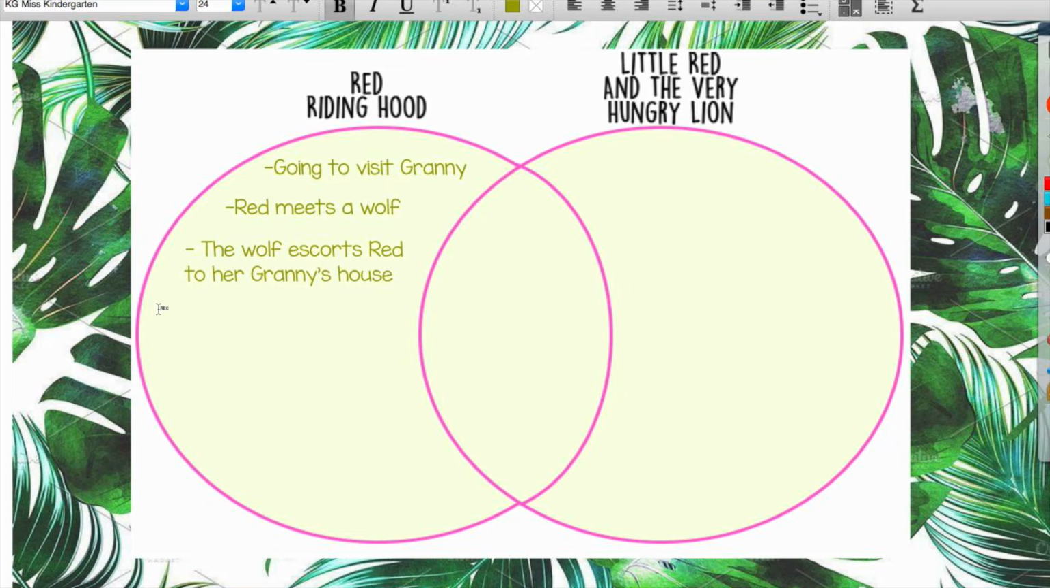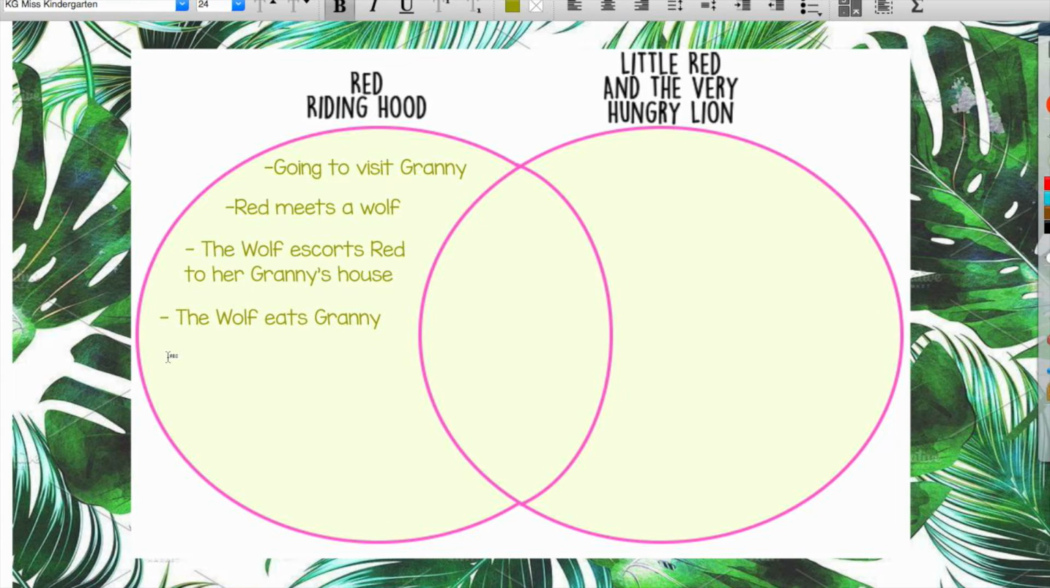From there, the wolf sneaks off and goes to the granny's house. Another difference in our first story than our second story is that the wolf actually eats her granny. So I'm going to write that as my fourth difference. The wolf eats Granny.